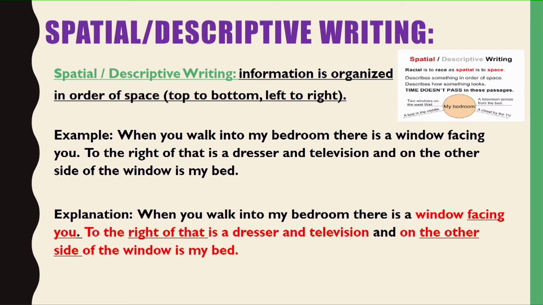It says, when you walk into my bedroom, there is a window facing you. To the right of that is a dresser and a television, and then on the other side of the window is my bed. Notice here in this passage, our author is giving us spatial descriptive writing. It is showing us where things are organized as far as space is concerned in the room. The first piece of evidence shows you that there's a window facing you. Then to the right of that is a dresser and a television. And then on the other side is the window by my bed.